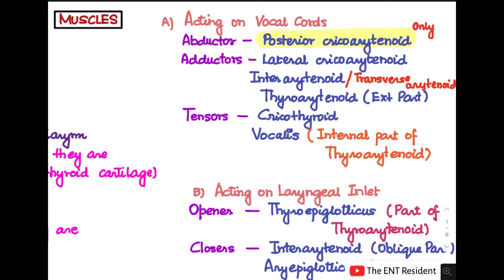Next is the thyroarytenoid's external part. And lastly, there are some tensors of the vocal cord, which are two muscles, the cricothyroid muscle and the vocalis muscle. Now this vocalis muscle is actually an internal part of the thyroarytenoid muscle, which I was telling you earlier is the external part being an adductor of the vocal cord.